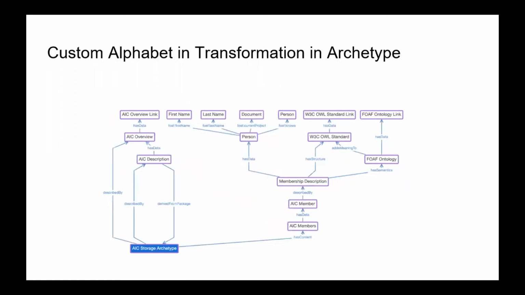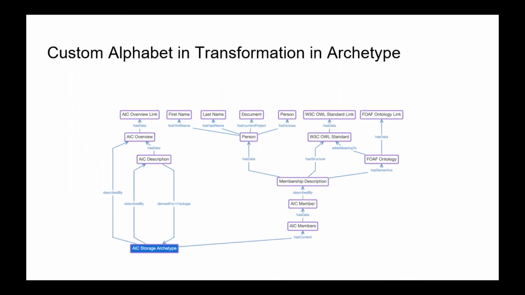And then here's what I was talking about in terms of custom alphabet support. So here's something called an AIC, which in our general solution language, this is a context transformation, right? So OAIS actually provides this same idea. It's called an archival information collection, and it has this thing called a membership. And here you can see it implemented.